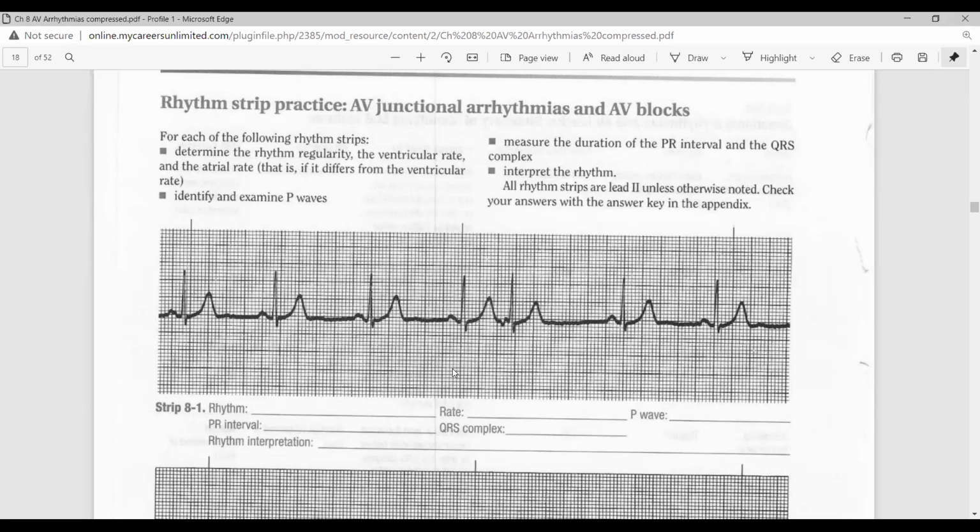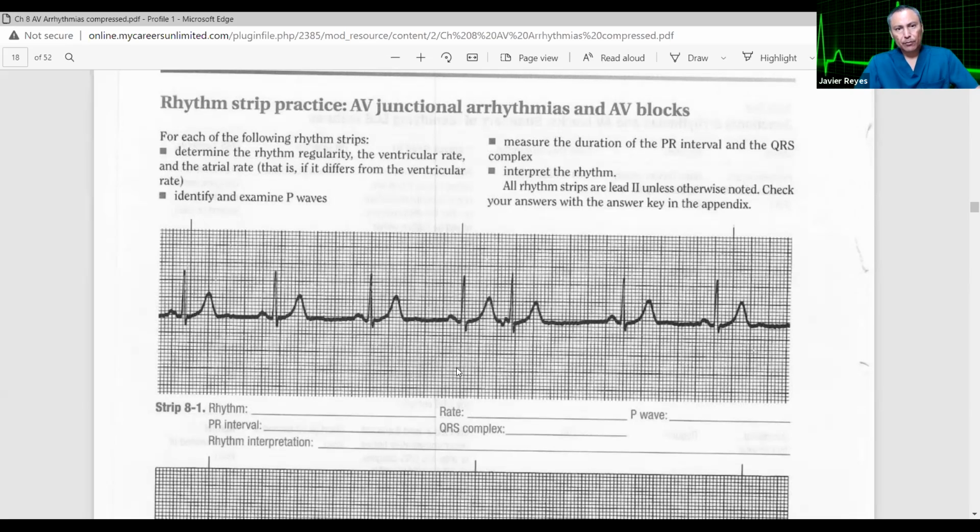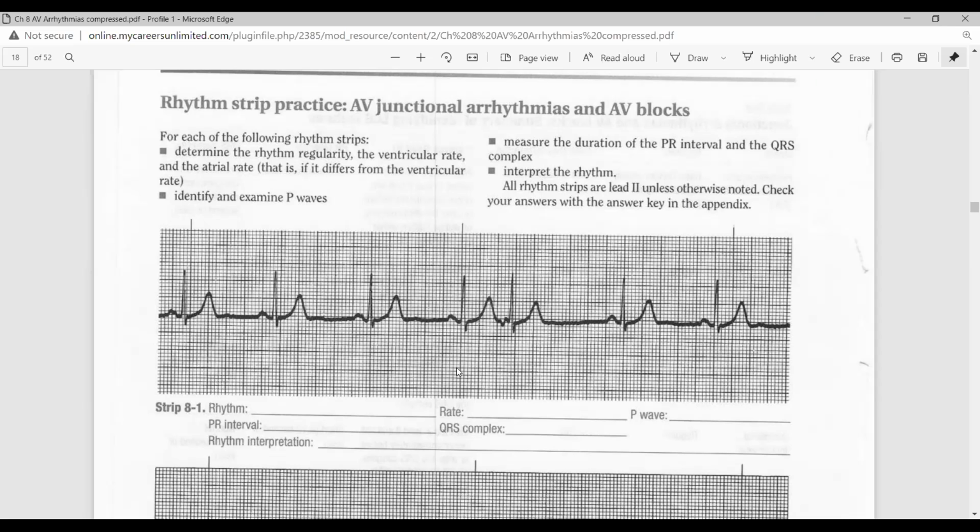Is it accelerated junctional rhythm? Well, it's actually not a junctional rhythm. Okay, let's go through it real quick. So what is the rhythm? Is it regular or irregular? Regular? Regular, okay? Very good.